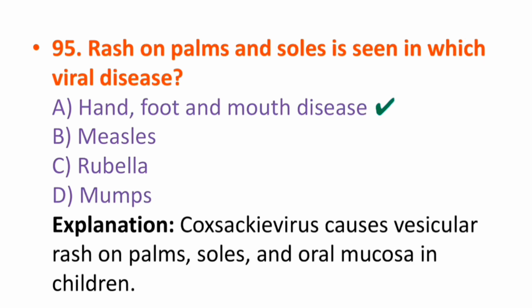Rash on palms and soles is seen in which viral disease? Option A, hand, foot, and mouth disease; option B, measles; option C, rubella; option D, mumps. The correct answer is option A, hand, foot, and mouth disease. Coxsackie virus causes a vesicular rash on palms, soles, and oral mucosa in children.